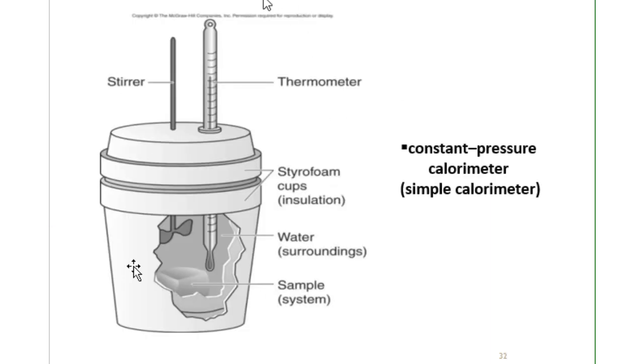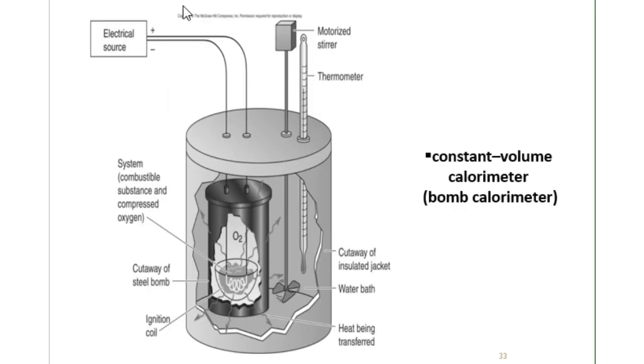This is the example of a simple calorimeter at constant pressure. If you check your lab manual, in experiment 2 we are going to do this simple calorimeter and determine the heat capacity. This one is the bomb calorimeter, with an electrical source. The name is bomb already, meaning that it's dangerous, so we have to take a few precautions when we conduct this experiment using the bomb calorimeter.